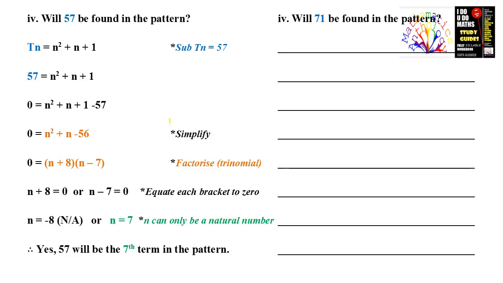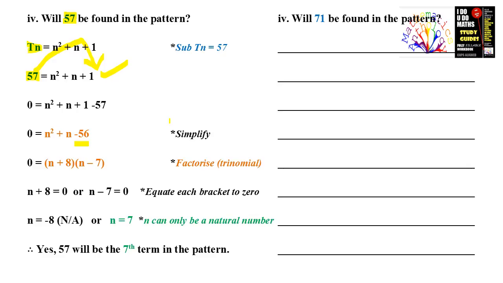Will 57 be found in this pattern? So remember, this type of question, you need to substitute the value given in place of Tn. So instead of Tn, we substitute 57. So we'll get an equation that says 57 is equal to n squared plus n plus 1. You need to take your like terms over and put them together, because this is looking to me like a quadratic equation that we know how to solve. So 0 is equal to n squared plus n plus 1 minus 57 here. 1 minus 57 gives me negative 56. So 0 is equal to n squared plus n minus 56.